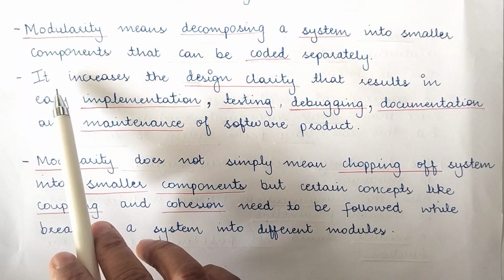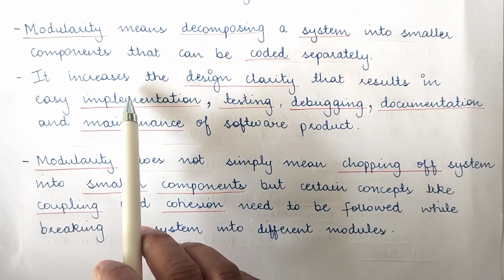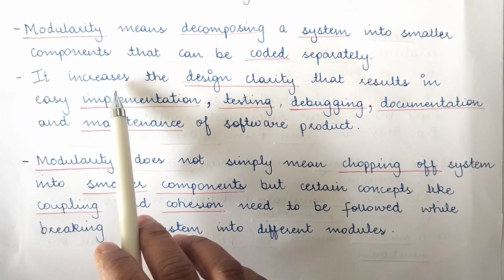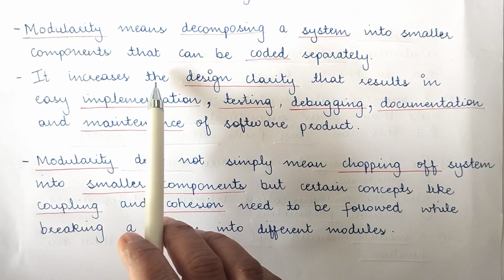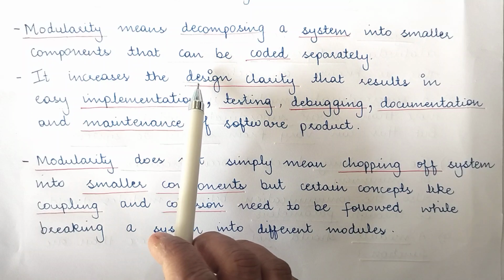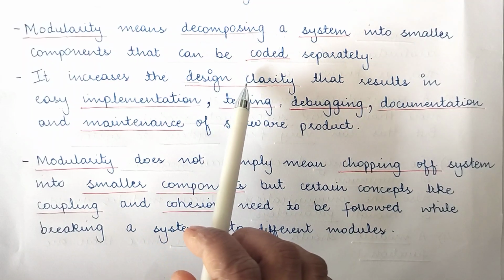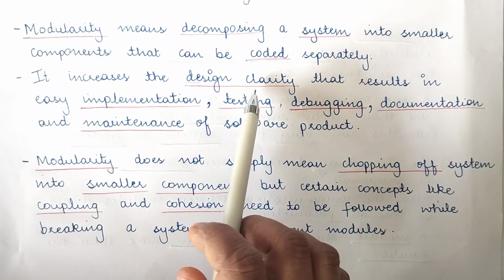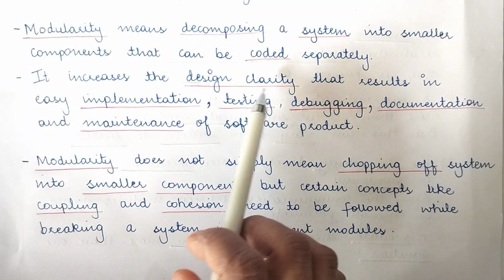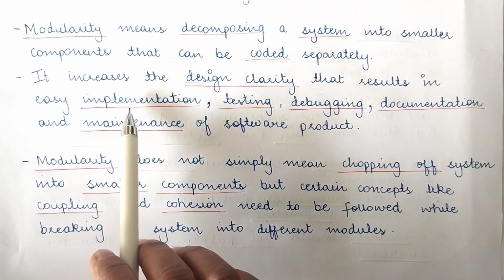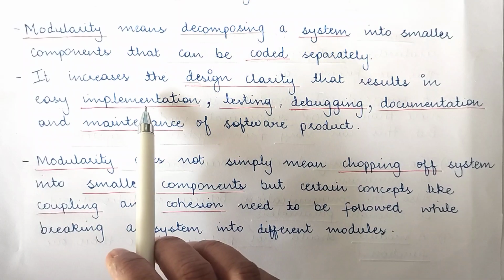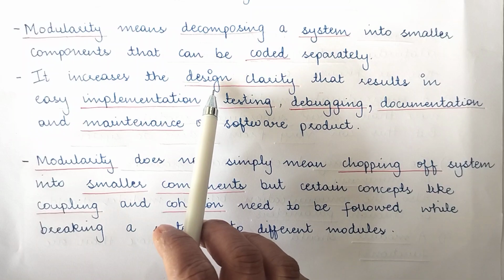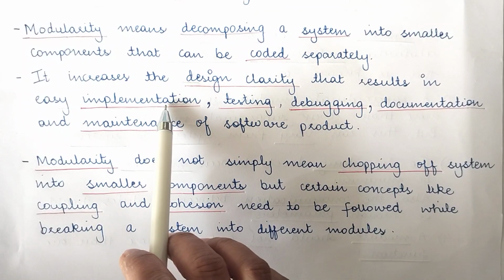Now, because of this modularity, the design clarity of the information system increases because the entire system is not coded as one but divided into smaller parts, and then those smaller parts are coded separately, so that it gives design clarity, which in turn results in easy implementation. When the design is clear, obviously the implementation becomes easier.